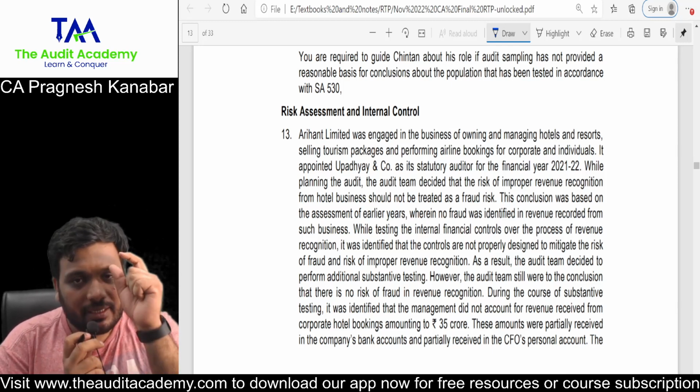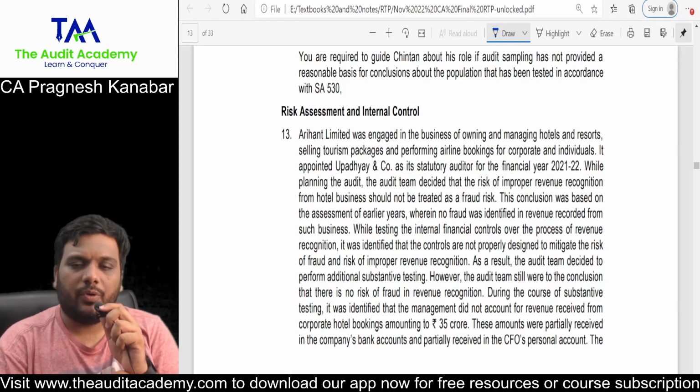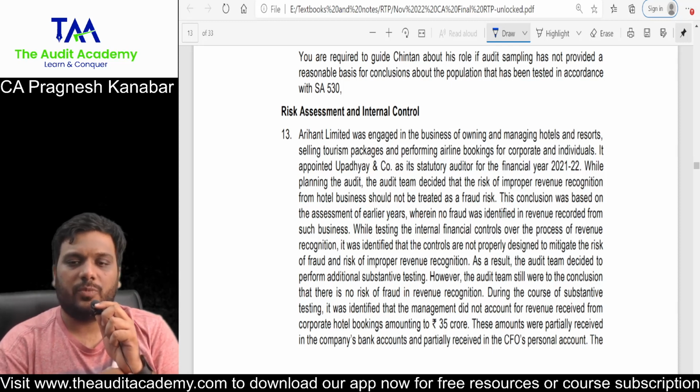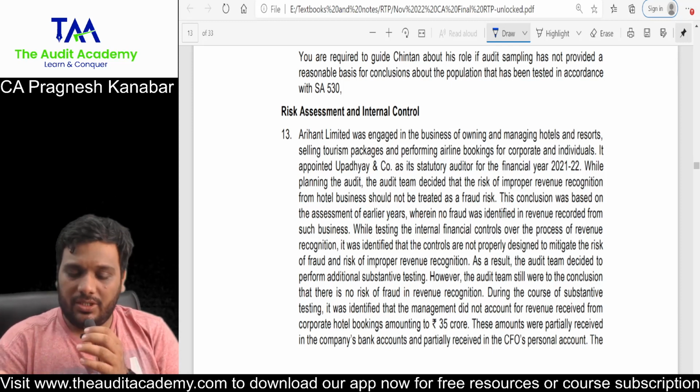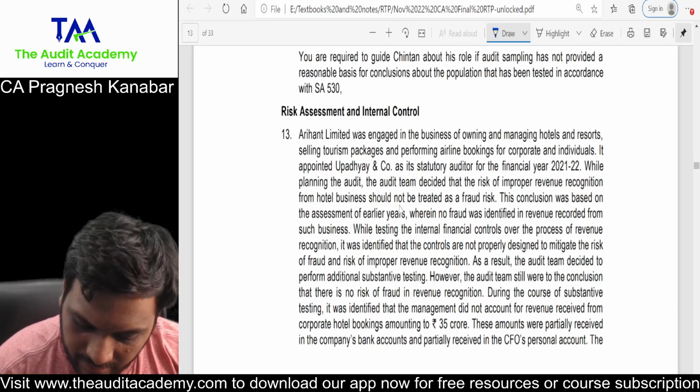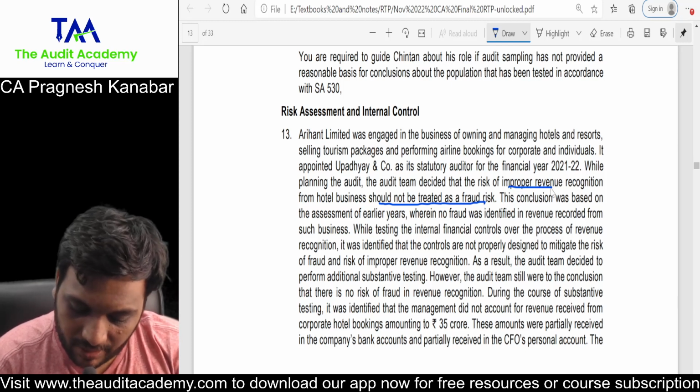So this particular concept has been questioned by them. Obviously, along with that, there are points of SA 240 on risk assessment procedure and so on. But this is the core concept that they have questioned. That initially the audit team thought that there is no fraud risk over there, or risk of improper revenue recognition.